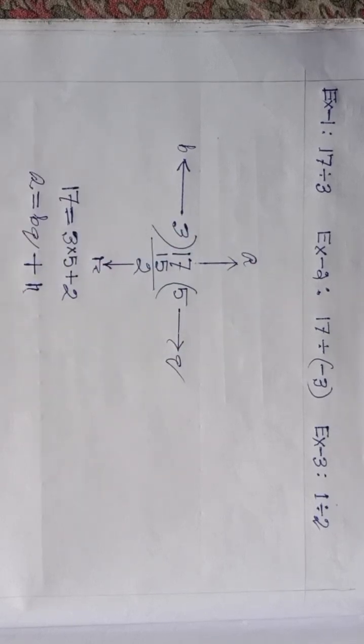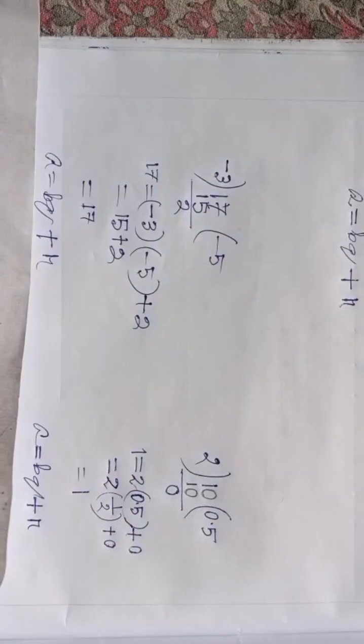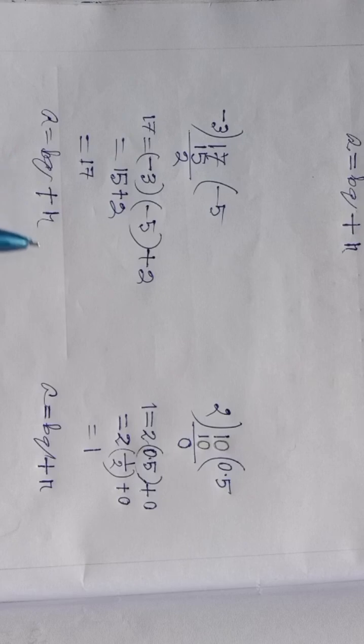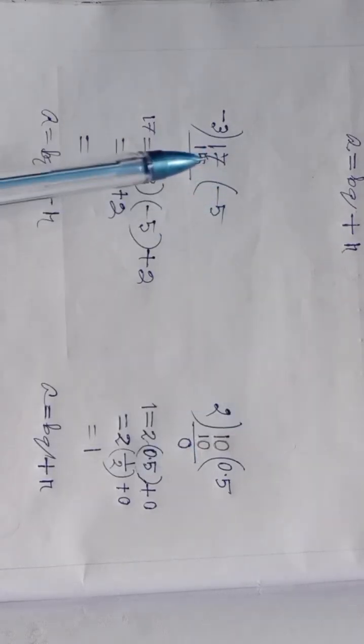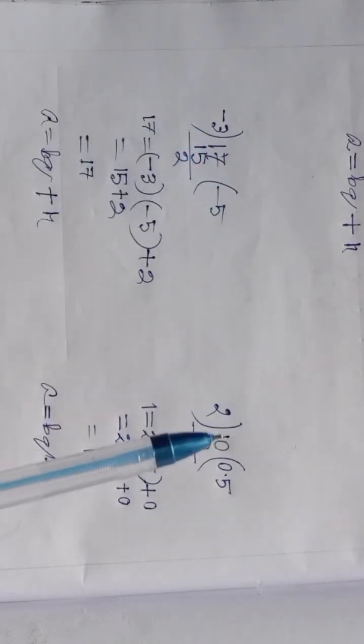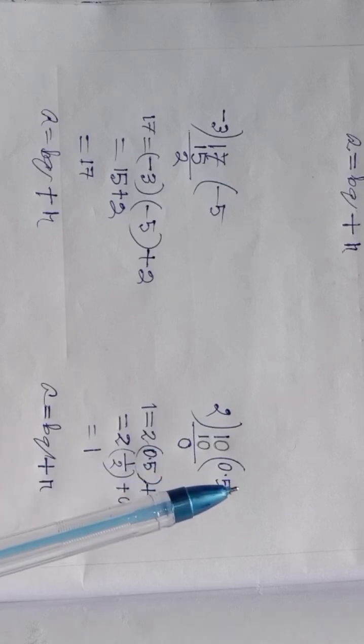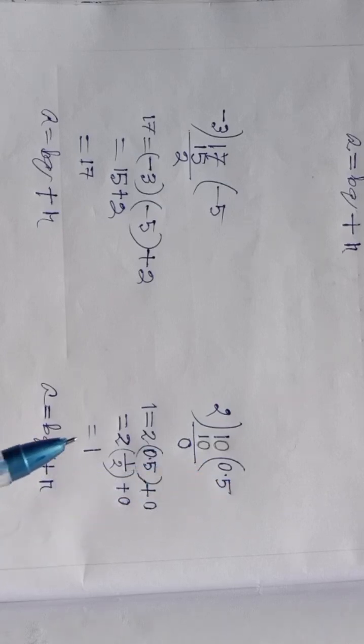Similar is the case for the other two examples. You see here, we can write A is equal to BQ plus R, where A, B, Q and R stand for the respective symbols. Here A is equal to 1, B is equal to 2, Q is equal to 0.5 or half, plus R is equal to 0, like that.